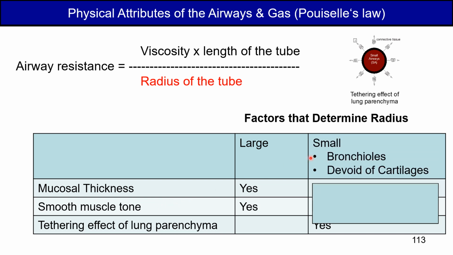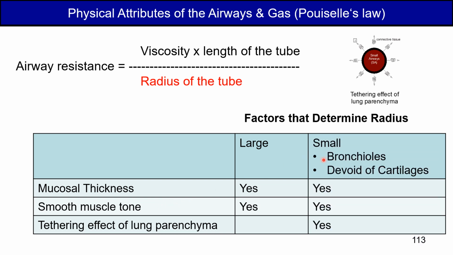The large airways radius is dependent on the mucosal thickness and the contraction and relaxation of the bronchial smooth muscle. The small airways or the bronchioles are devoid of cartilages. They're likewise dependent on the mucosal thickness, the smooth muscle tone, but likewise they are dependent on the tethering effect of the surrounding lung parenchyma. So this is an example of the tethering effect of the surrounding lung parenchyma. They're devoid of cartilages, so they tend to collapse. And what keeps them patent is the elastic pull of the surrounding lung parenchyma.